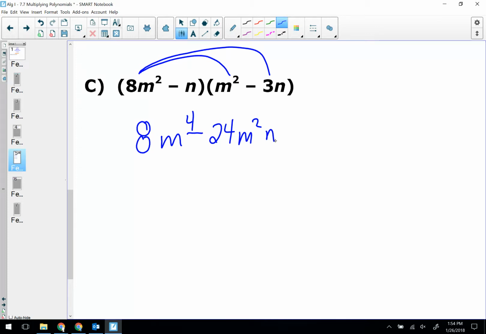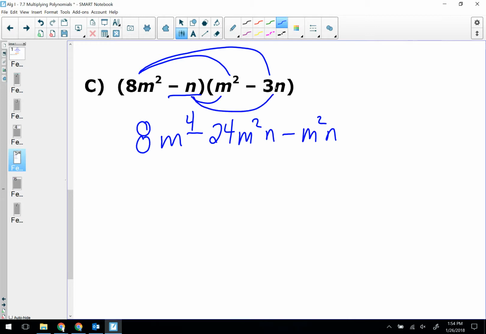Now, this next part, inners, negative n times m squared. You could put negative nm squared, but look, I've got an m squared n. Just to not throw yourselves off, let's put the m first, okay? I put the m first here, so let's put the m first here. Order doesn't matter, so let's just put it there because we can easily recognize that those are like terms. If we put the n first, we may not see that.